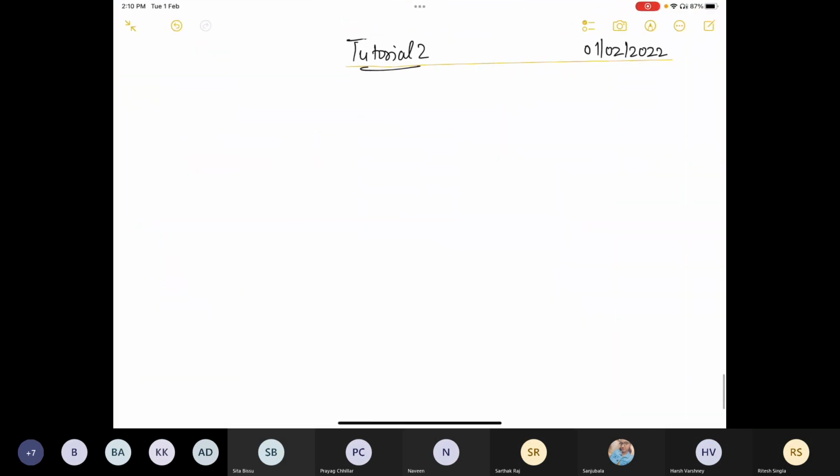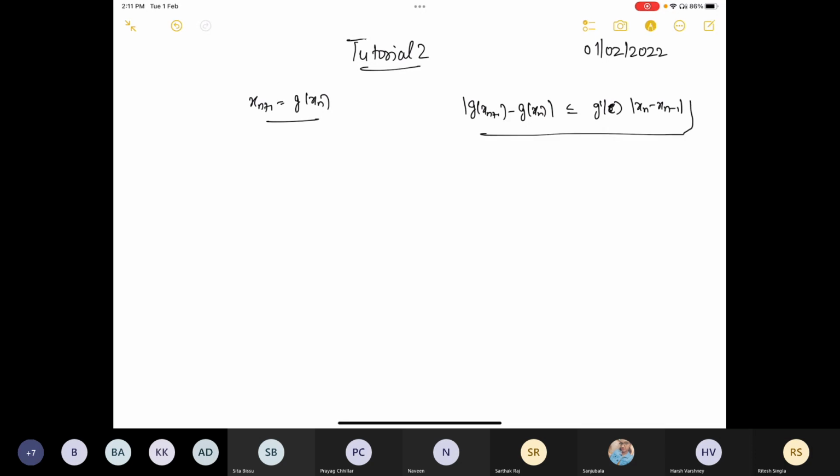So when you go to the theory of the fixed point iteration theorem, it is nothing but this, right? So g of x_{n+1} minus g of x_n is less than or equal to mod g prime of some c times mod x_n minus x_{n-1}, right? This is how we are finding the root. So this is the basic theory for the fixed point iteration method.